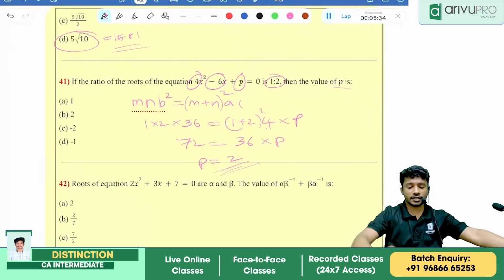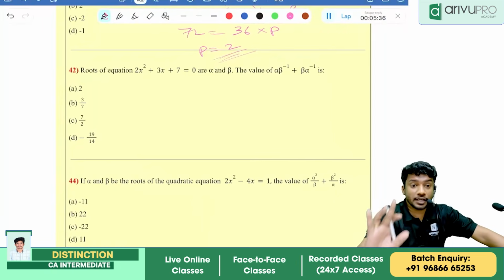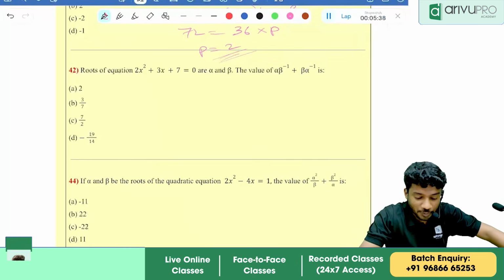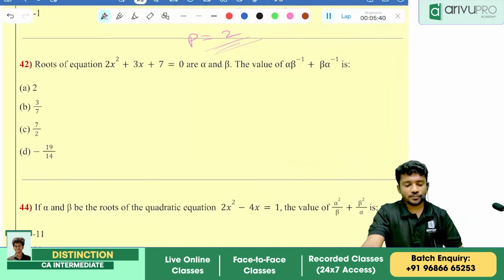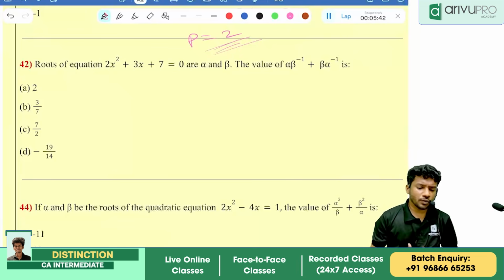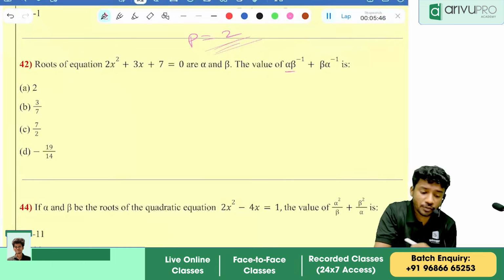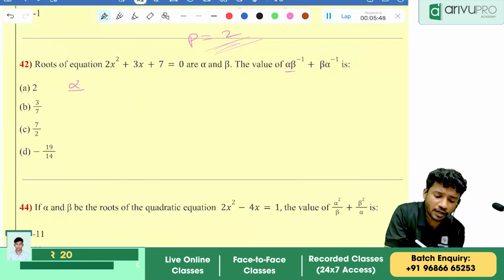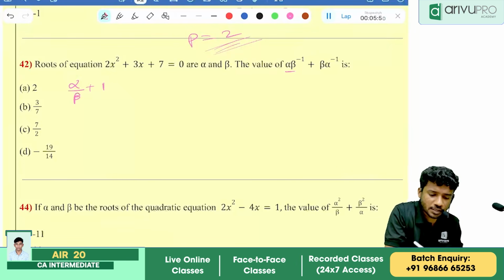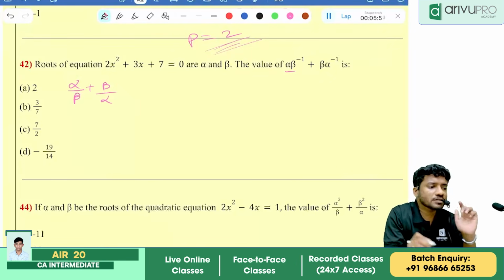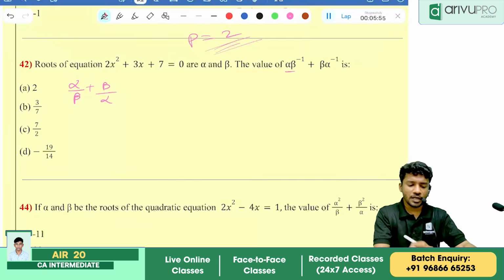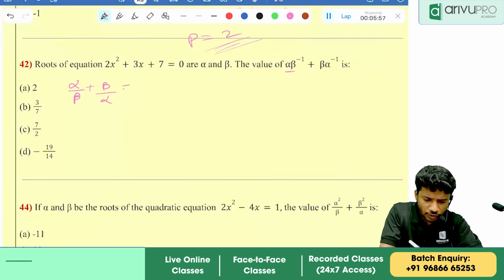Now, the final type from quadratic equation. Last and final type. From quadratic equation, then we have cubic equation. Look at this. We need to find the value of alpha into beta raised to minus 1, that is, alpha by beta plus beta by alpha. This value we should find. In order to find that, I will show you the method.